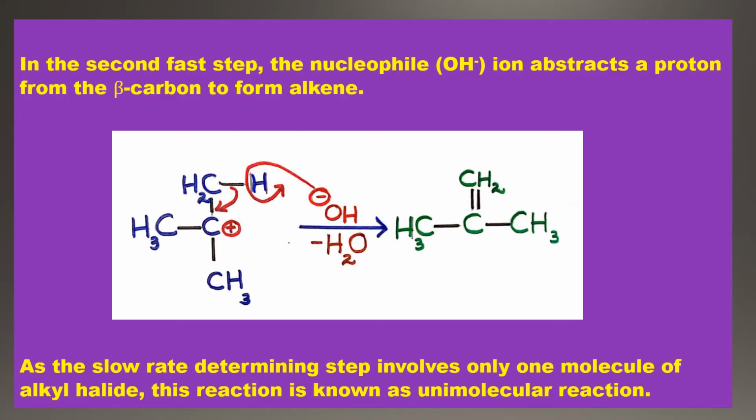Next, in the second fast step, that means the second step is the fast step. What happens? The nucleophile, that is OH minus ion, takes up a proton from the beta carbon to form alkene. Okay, look here students, this is the carbonium ion which is formed in the first step. So OH minus ion, which is the nucleophile, abstracts a proton from the beta carbon. So look, this beta carbon, I have written one of the hydrogen atoms separately. Are you able to notice, students?